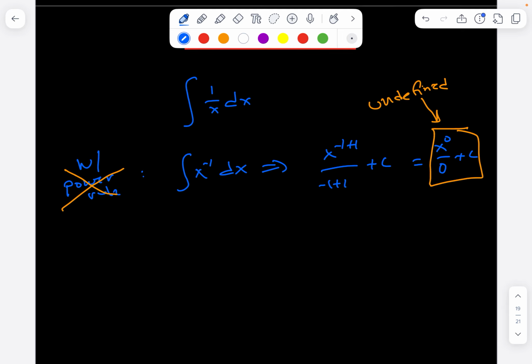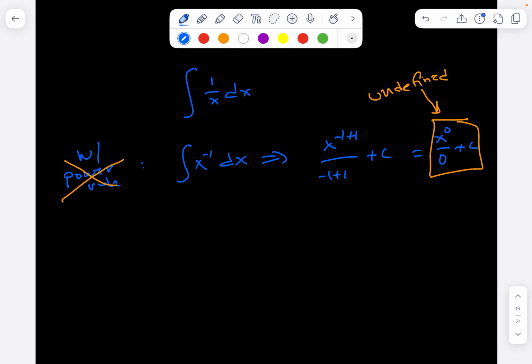Let's go ahead and rewrite a new general formula for this specific instance. So we have integral of 1 over x dx, which is equivalent to x to the negative 1. This is equal to ln, so the natural log of x plus c. And that is it. That is all you need to know.